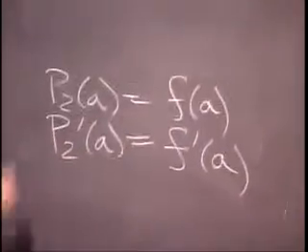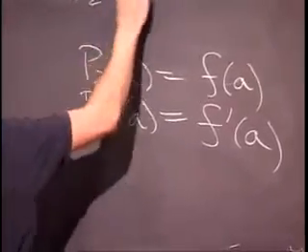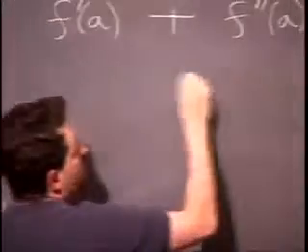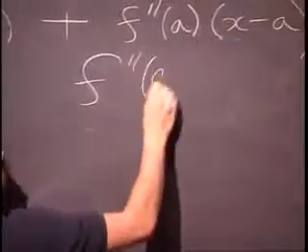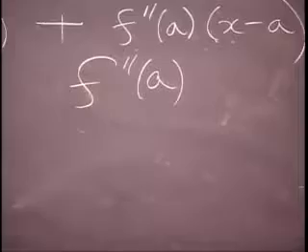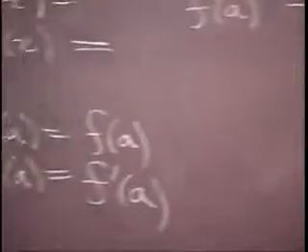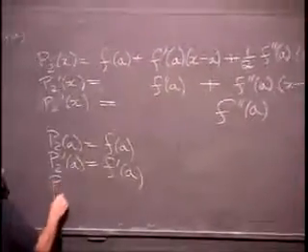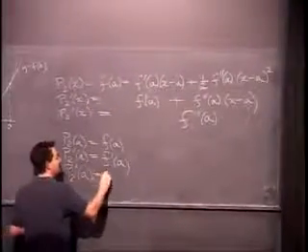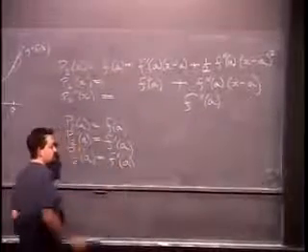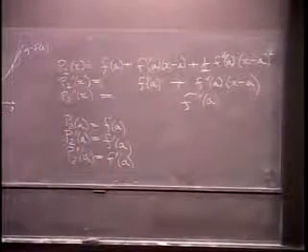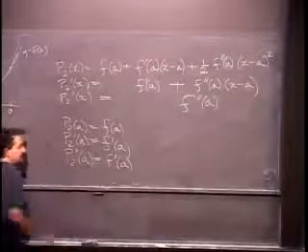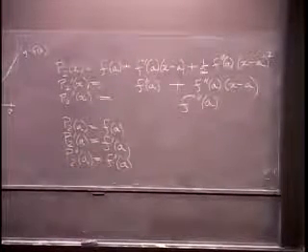All right, how about the second derivative? Let's take the second derivative. That's a constant, and the derivative of this is just 1. So the second derivative is just f double prime of a everywhere. But in particular, the second derivative of P2 at a, the 2 stands for quadratic by the way, is the same as the second derivative of f at a.